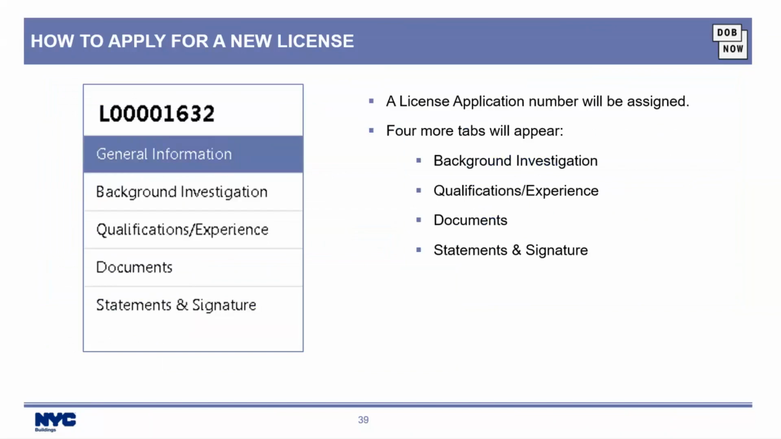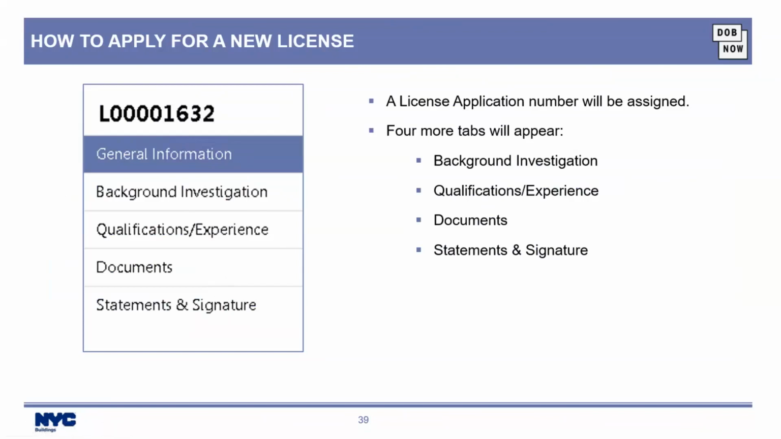And then the screen changes a little. On the left, you'll see that a license application number gets assigned. This is just going to be a number that starts with the letter L. And you'll see 4 more tabs show up. Background investigation, qualification/experience, documents, and statements and signature. And you're going to need to fill out all 4 of those fields. And we'll go through all 4 of those tabs, and I'll go through what they all are.